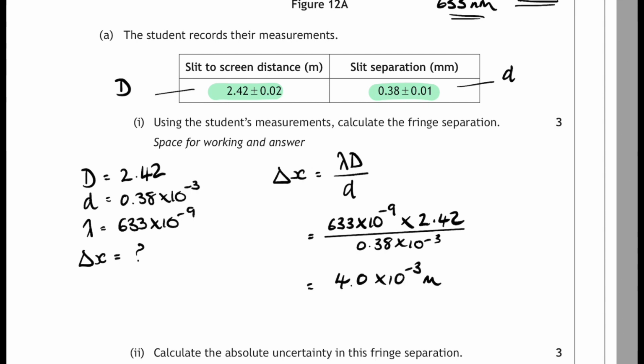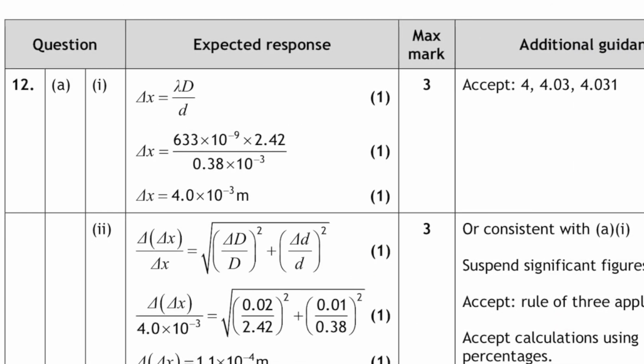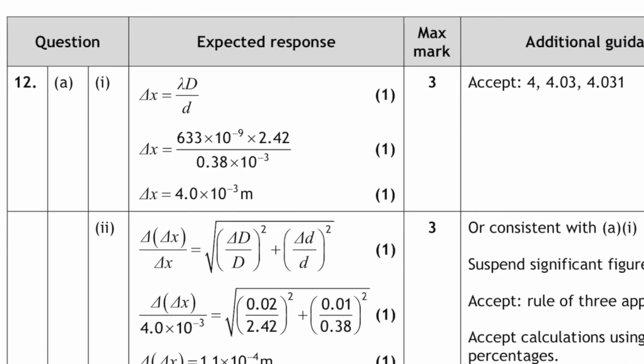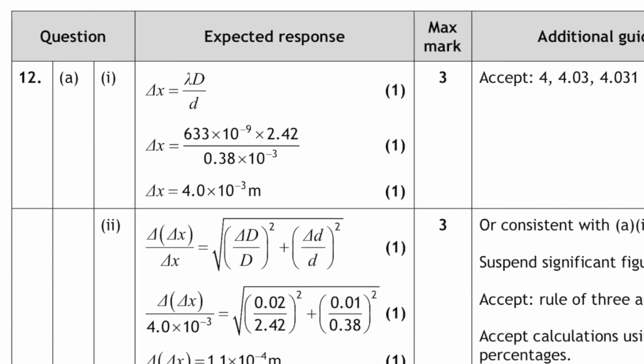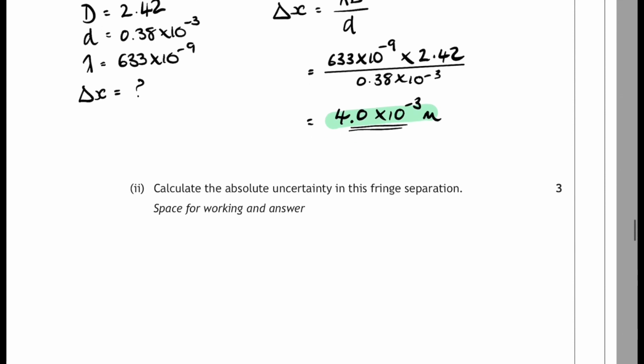That's 2.42 divided by 0.38 times 10 to the minus 3 for the slit separation. That gives you an answer for the distance between the bright spots on the screen of 4.0 times 10 to the minus 3 meters, or 4 millimeters. There's the marking instructions. Standard 3 marker, although you did have to look the wavelength of the laser up on the data sheet.